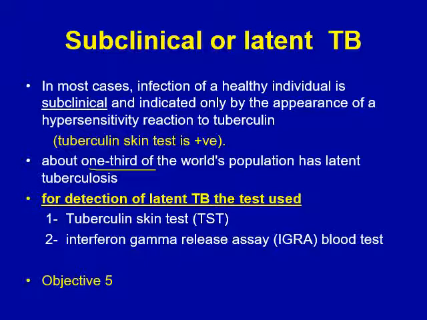Or the other test is called the interferon gamma release assay, IGRA. It is a blood test that can also detect TB. Interferon gamma is a substance secreted from infected lymphocytes, so it is increased in patients who have been exposed to TB. So the IGRA test also means the patient has been exposed, but it cannot differentiate whether the patient has active TB or latent TB. But the TB skin test is positive mainly in patients with latent TB. So latent TB is detected by the TB skin test or by the IGRA test.